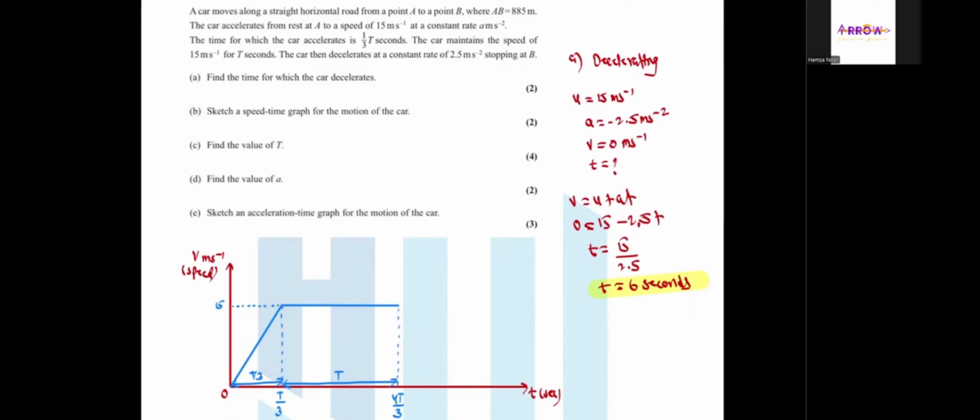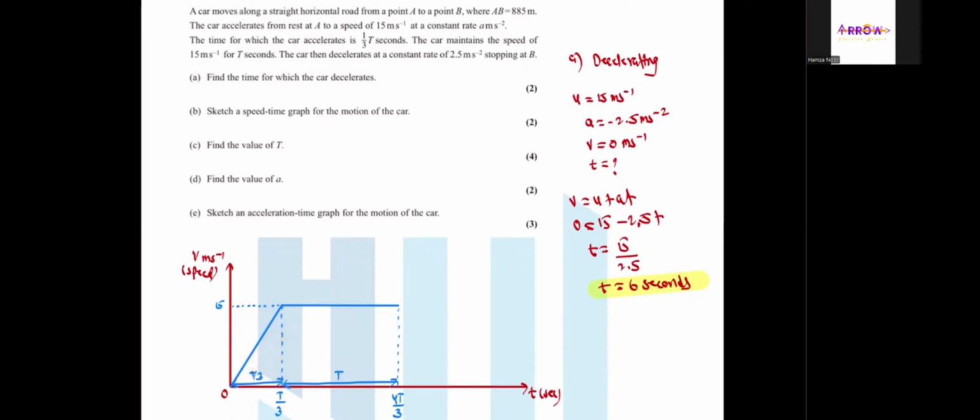And if you assume that this value of t over 3 is below 6, let's say this is 4. So the base of the triangle is 4, height is 15. So 15 times 4 is 60, 60 divided by 2 is basically 30. So this area would be just 30.